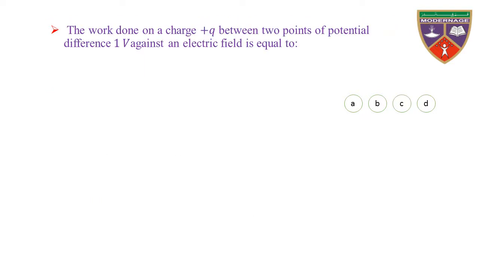The work done on a charge plus Q between 2 points of potential difference 1 volt against an electric field is equal to: option A, 1 V into Q; option B, 1 V square into Q; option C, 1 V Q square; option D, 1 V square Q square. The key is 1 V into Q. Therefore, the correct option is A.